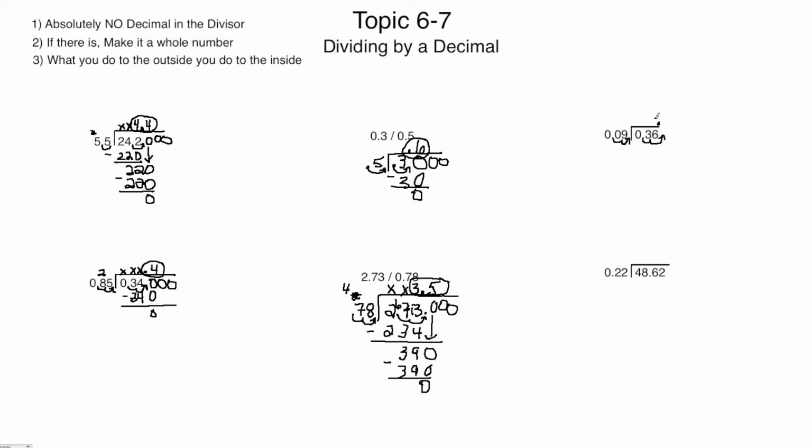9 can go into 36 4 times. 4 times 9 is 36. 36 minus 36 is 0, so it terminates. So our answer, our new quotient, is 4, or you can leave it as 4.0. And circle your answer, not 4 decimal. If you got that, either one of those, great job.